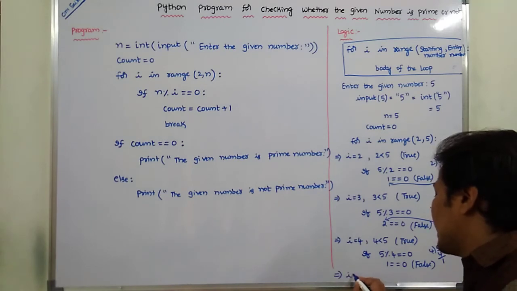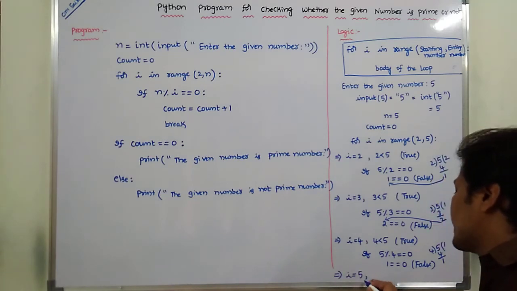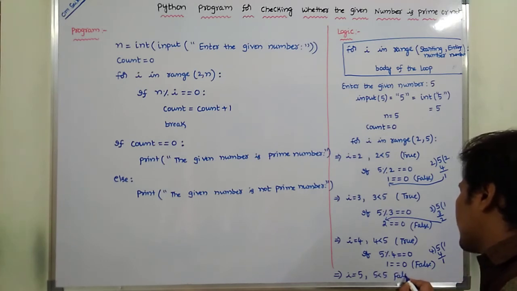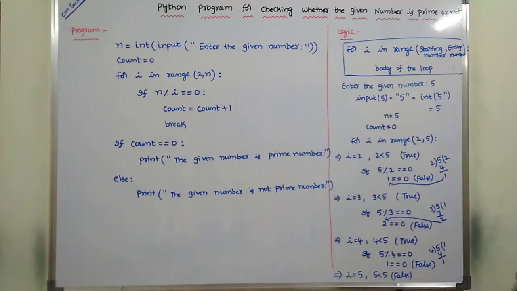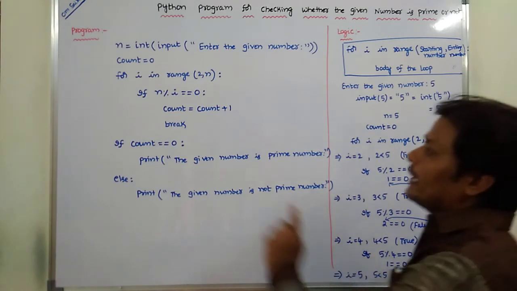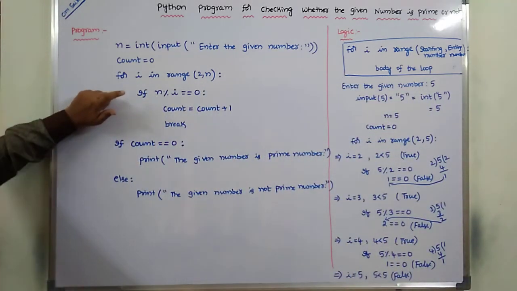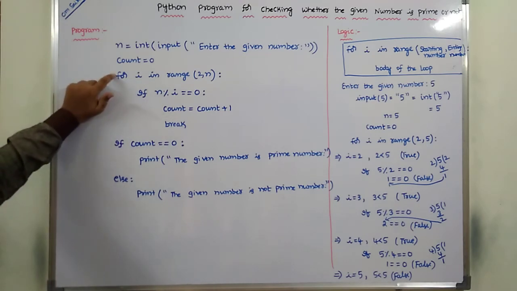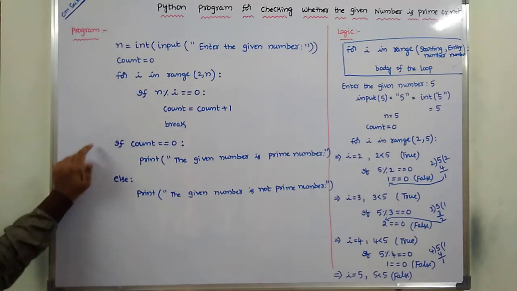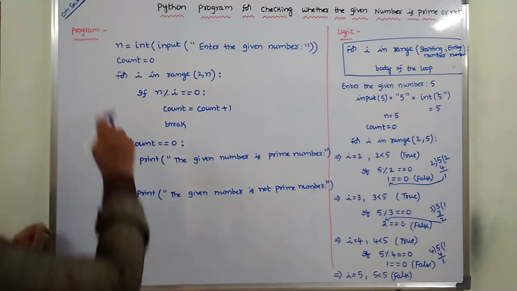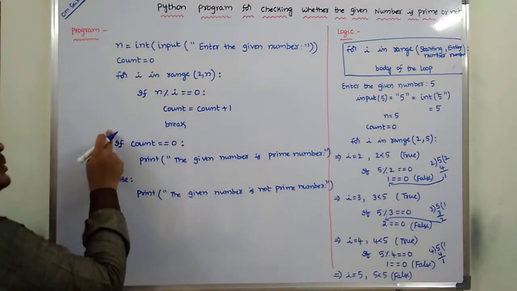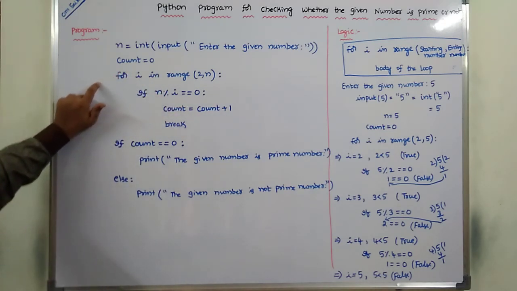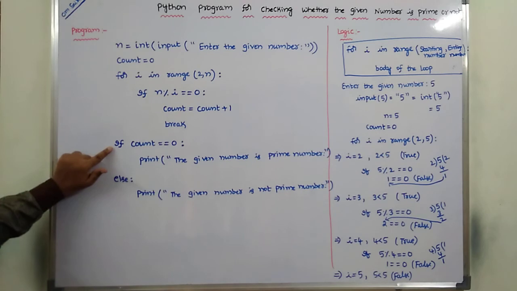So I is incremented. Now I value is 5, 5 less than 5? This is false. Whenever this condition is false at the for loop, the control goes to the next statement after the for loop. The for loop starts from this one to this one. So if the condition is false at the for loop, the control goes to the next statement after the for loop.